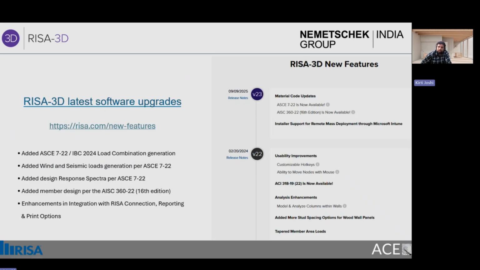Regarding the latest version upgrade, the latest version of RISA 3D currently is version 23, which was updated in September this year. There have been many enhancements and corrections made in version 23 compared to the last versions. It added member design for AISC 360, the latest 16th edition. Also, the ASCE code for load combination generation has been added, and also the design response spectra and wind load generation as per ASCE 7-22 have been added.